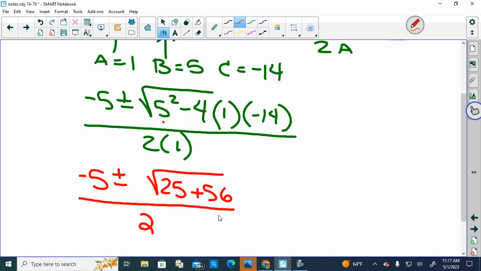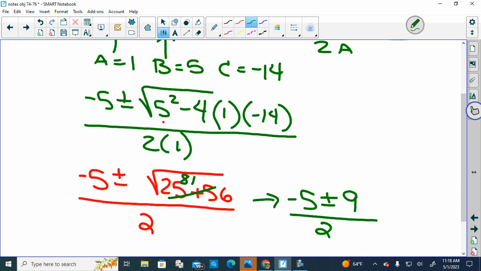Okay, so now you're just going to combine those 2 numbers, so 25 and 56, and you get what? 81. Okay, so I'm just going to go like this because this became 81. Okay, is 81 a perfect square? Which is what? 9. Okay, so I took the square root of 81, so now I have a negative 5 plus or minus 9 because it is a perfect square, okay, over 2. Good?